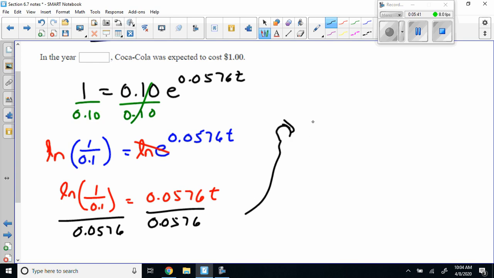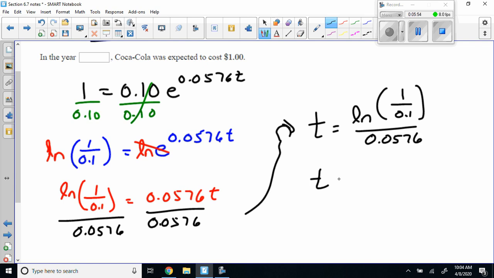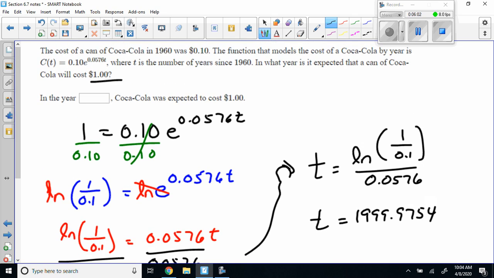So t equals the natural log of 1 over 0.1 divided by 0.0576, and when you get done, you get 1999.9754. And so let's see. It says, in what year is it expected that a can of Coke will cost $1?